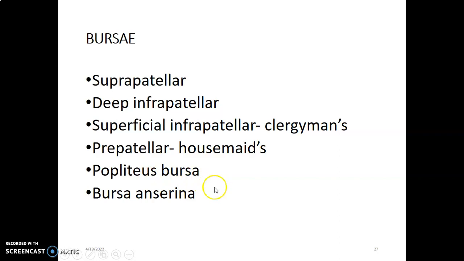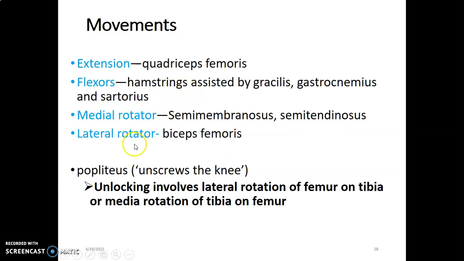Then we have a popliteal bursa, and we have a bursa around the pes anserinus. Remember I told you pes anserinus is a duck's foot appearance of 3 tendons, the sartorius, semitendinosus, and gracilis. So the bursa anserina is located there. So these are the bursae at the knee. Then next video we discuss the movements that occur at the knee.